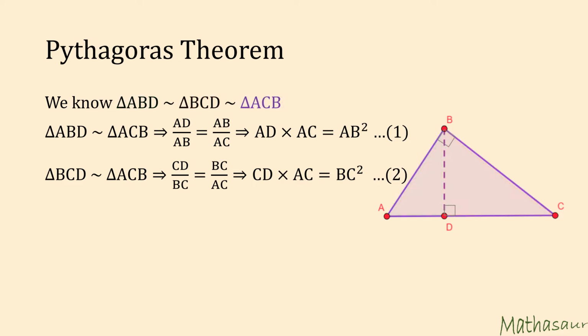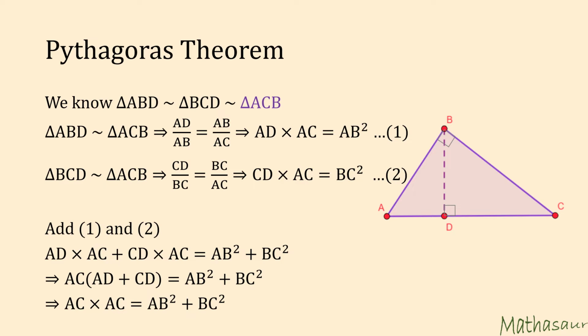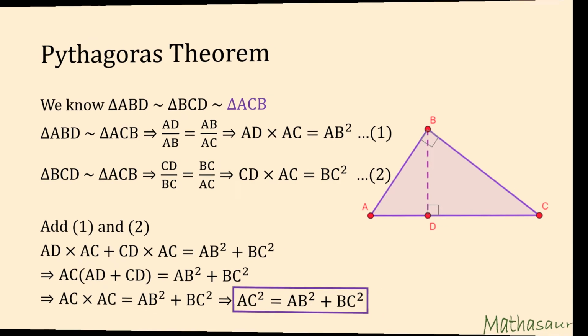Now let us look at the bigger triangle ABC. Upon adding statements 1 and 2, we see that we can take AC common on the left hand side, and we are left with AD plus CD in the bracket. But AD plus CD is equal to AC, and we get AC square is equal to AB square plus BC square, or hypotenuse square is equal to sum of squares of the shortest sides. And we have proven the Pythagoras theorem using similar triangles.